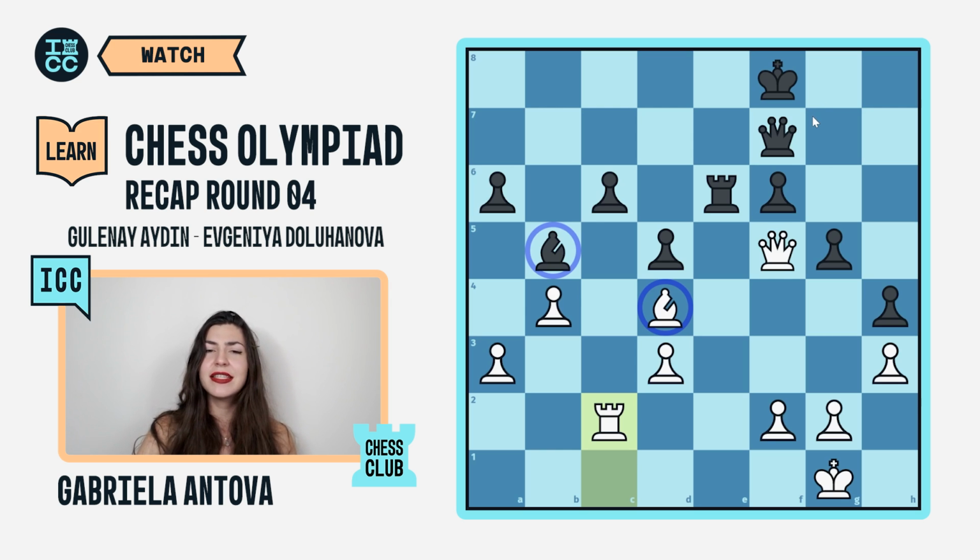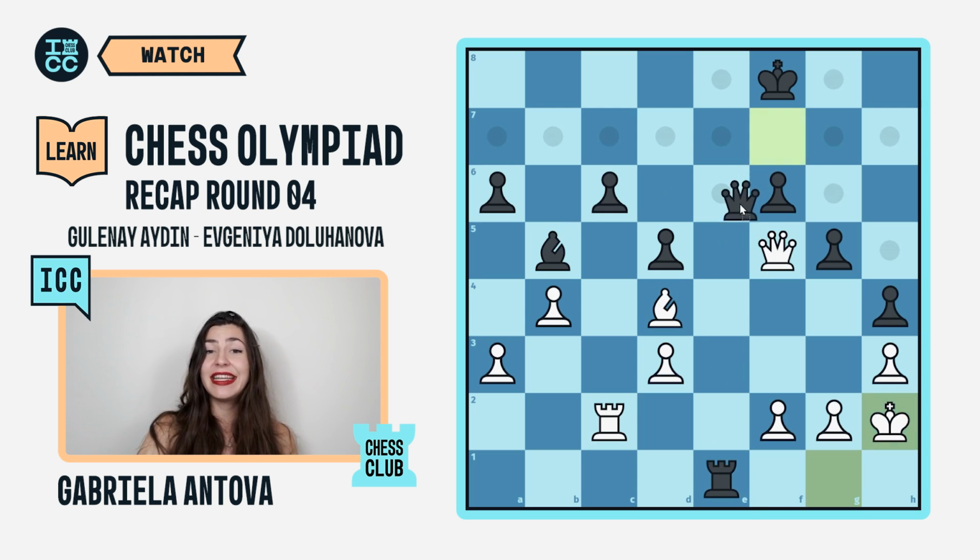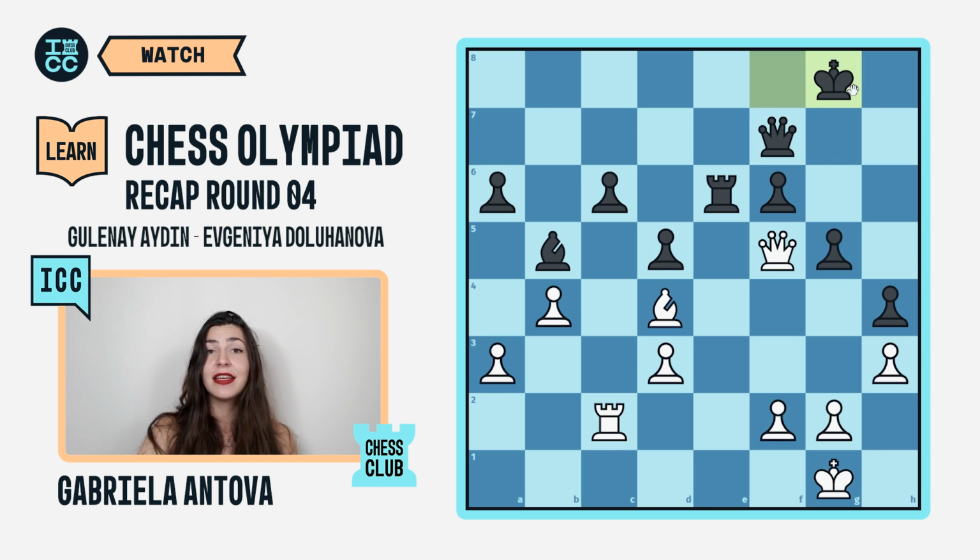This position is actually rather tricky. Black needed to find the continuation of rook e1 check, king h2, and queen e6 to stay in the game. Instead, what happened was that Evgenia played the move king to g8, trying to run to safety.